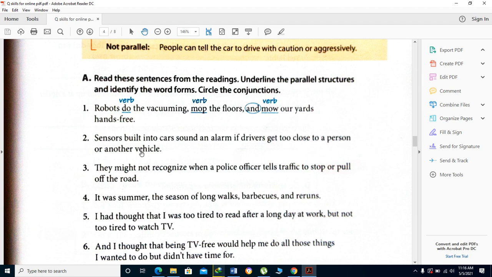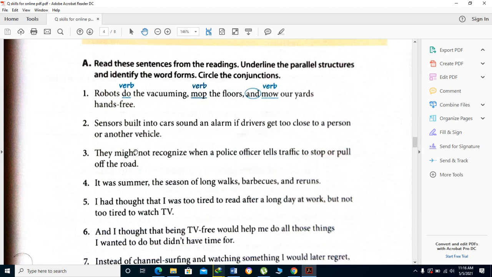There's another sentence. Let's see sentence number 2. I will try to do it for you, and then the others are your work. You do the others and send your answers to the WhatsApp group. Sensors built into cars sound an alarm if drivers get too close to a person or another vehicle. So now you have person and vehicle. Both of them are nouns, and they have been connected with a conjunction or.